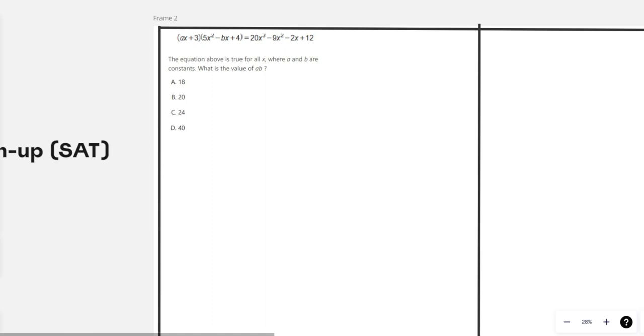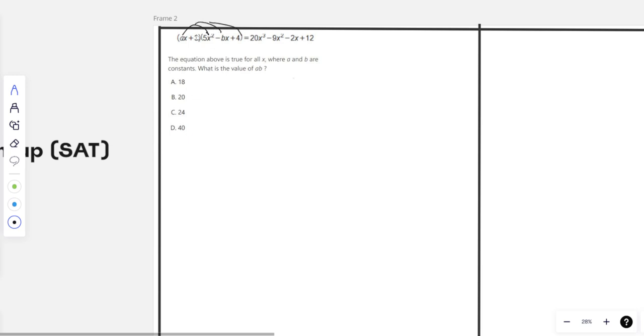It says the equation above is true for all x where a and b are constants. What is the value of ab? To approach this one, there's a few things we can do. First of all, let me get my tablet working here. So it's asking us for the value of ab. I might see if I can expand this expression on the left to equal the one on the right. For that, I would want to FOIL everything out, or use the distributive property to multiply this out.